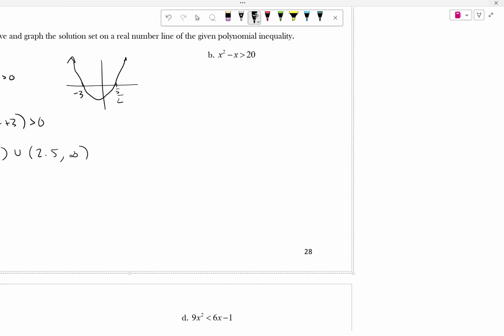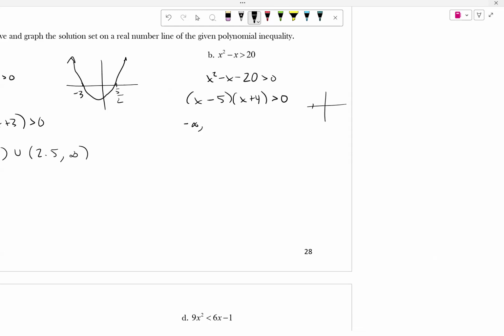Okay, Sam, were you able to finish this one? Okay, help us out. 20 over, and then it factors to x minus 5 times x plus 4. It doesn't seem fair that that one's easier to factor, but okay, keep going. And then the example is negative 20, comma negative 4. Negative infinity, comma negative 4, 5, comma 3. And how did you get these?